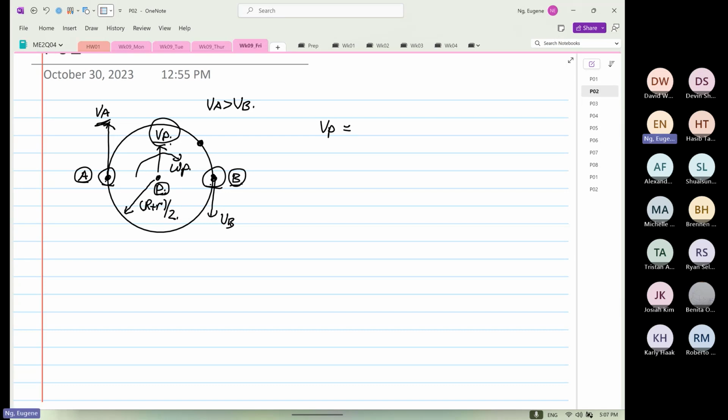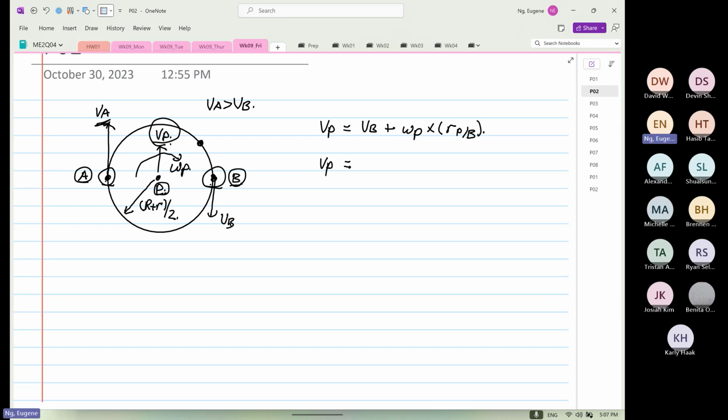Okay, so this is equal to VB plus omega P, or omega of the pulley, cross R P from point B. Okay. So VP is what we want to determine. And VP, we know it's going to be only in the J component.